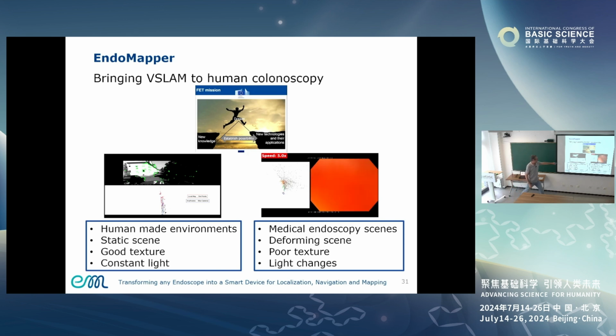So the scene is no longer static, there is deformation. Here we have texture for the features. Here the texture is really poor. Here we have constant lighting, and here the light changes a lot because they are using different lamps, but more importantly because the light is joined to the camera, and when the camera moves, the light moves.